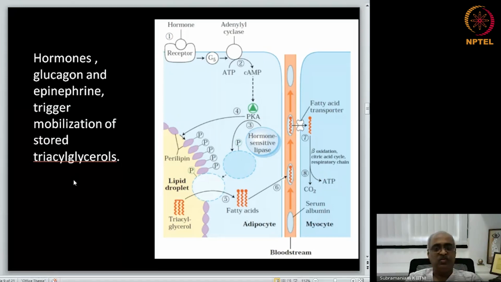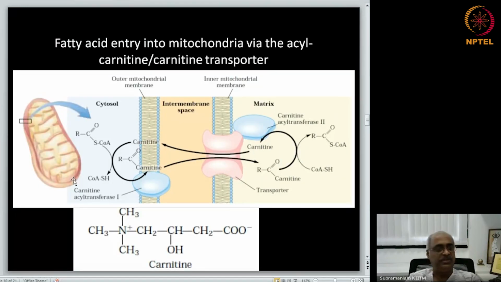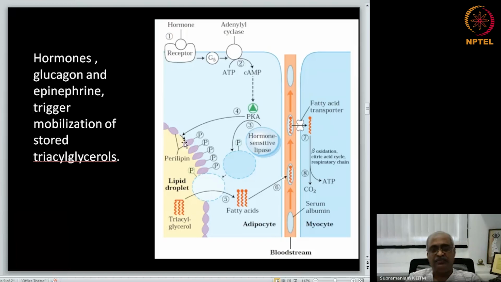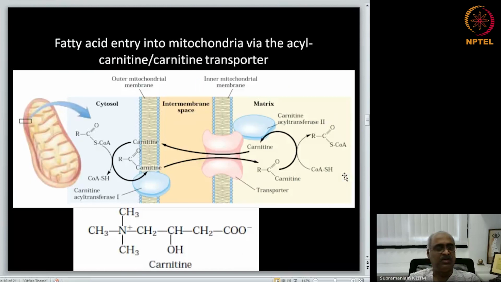So there is one little detail before we go for today. When this fatty acid comes into the cytoplasm, it needs to enter into mitochondria. As you know, mitochondria has an outer membrane and an inner membrane, and the matrix is where the TCA cycle happens. Beta oxidation also happens in the matrix. So the fatty acid has to cross these two membranes of mitochondria, and that happens via the carnitine cycle.